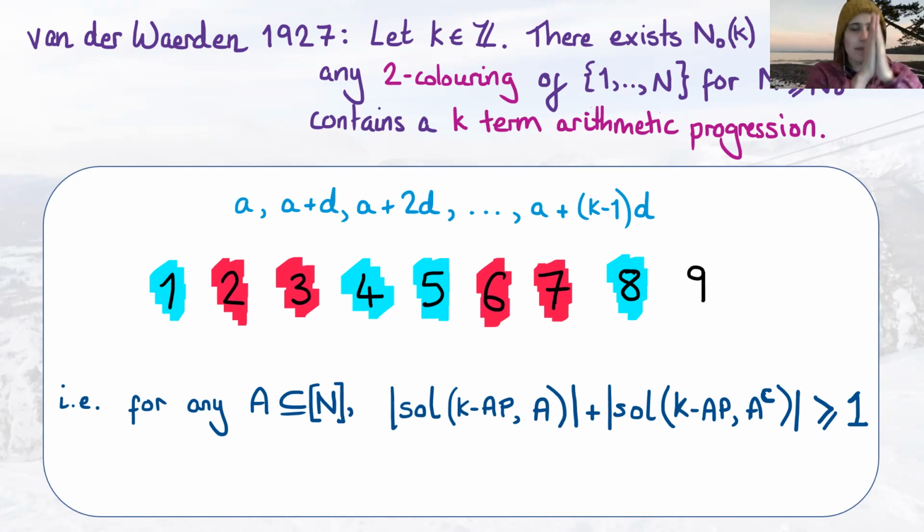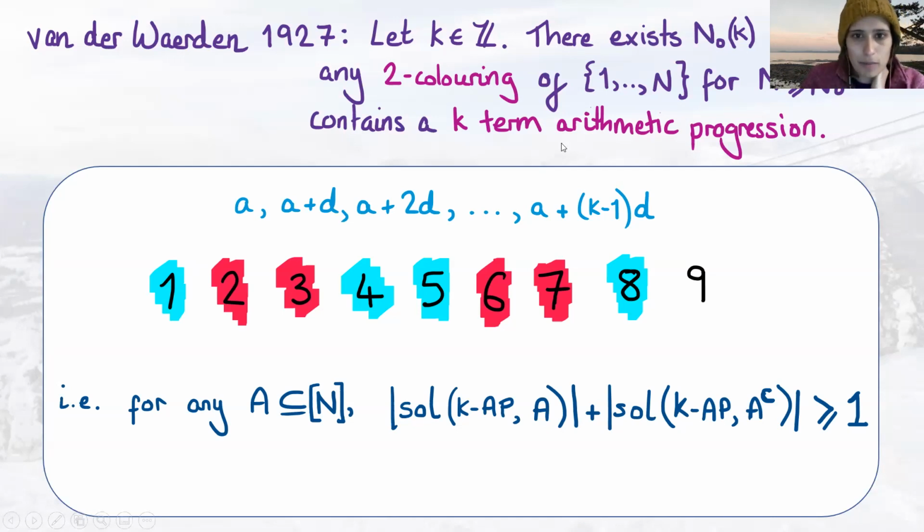So, you know, you imagine you color the first n0 integers red and blue. However you color this, you're going to find a sequence of either k red or k blue. And I've written here any two coloring, but actually you could say there's an n0 which depends on k and r, and this is also true for an r coloring. So here's a little picture to demonstrate what I mean.